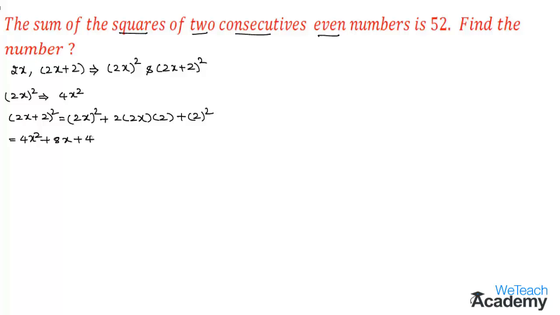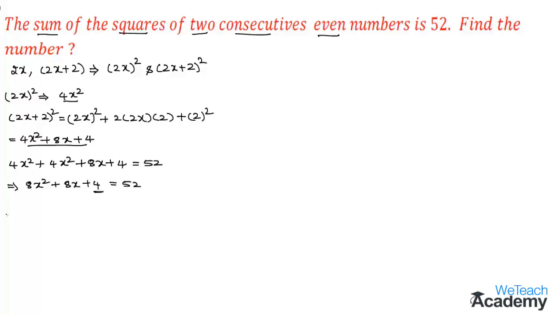Moving over to the question, we are given that the sum of the squares of two consecutive numbers is 52. So let us add these two. On adding, we get 4x square plus 4x square plus 8x plus 4, and according to the problem, this summation is equal to 52. Now let us add the like terms. Here we have two x square terms, so by adding 4x square plus 4x square, we get 8x square plus 8x plus 4 is equal to 52.